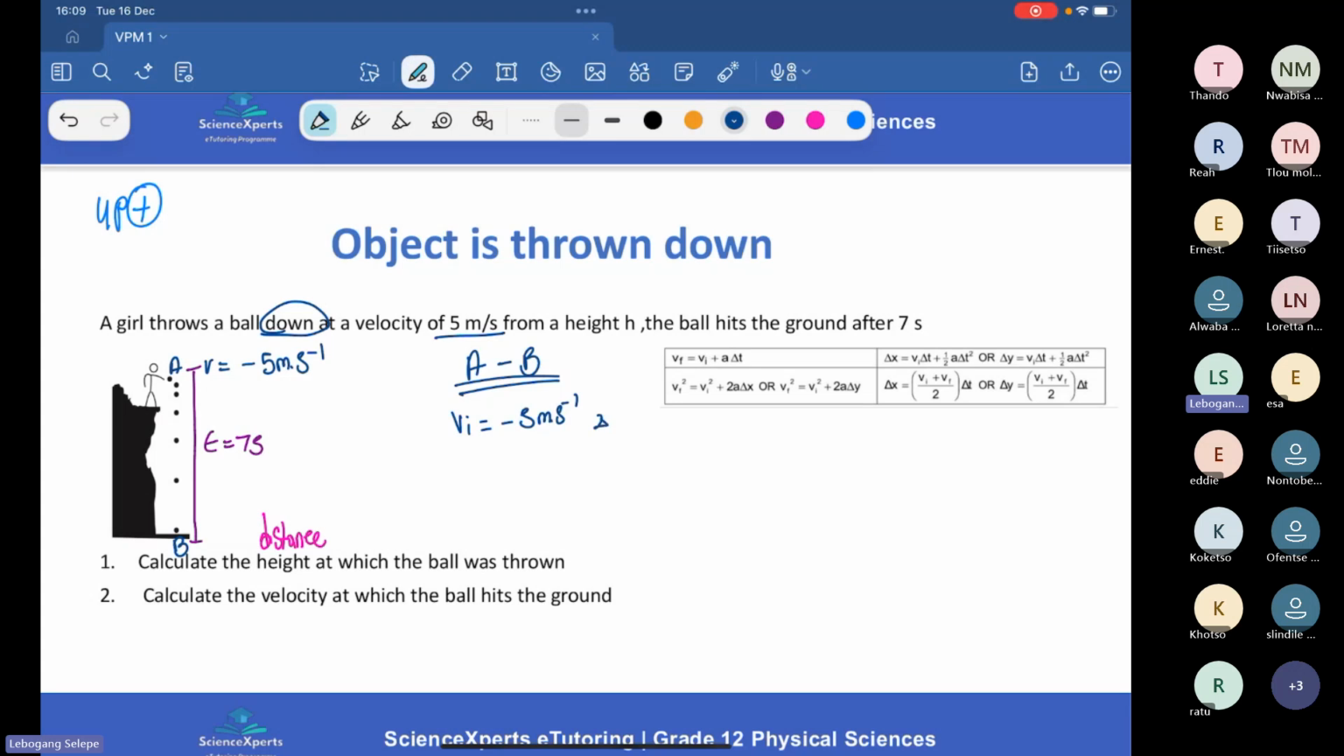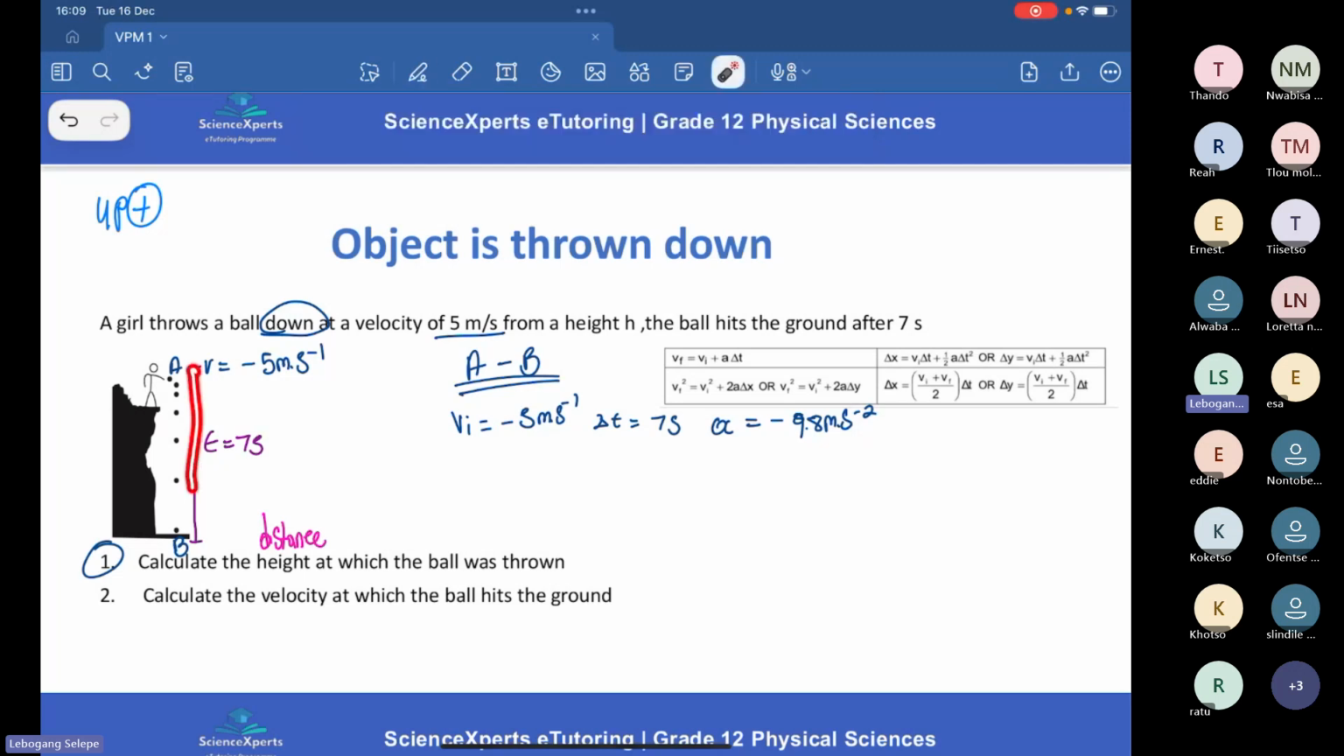We have the time as 7 seconds. We also have the acceleration as -9,8 meters per second squared, right? What does the first question want? Height. So to calculate the height, it will actually be the same as the displacement of the object, because if the object moved in this direction, it means that the displacement would also be in that direction, right? So the displacement is going to be this height.